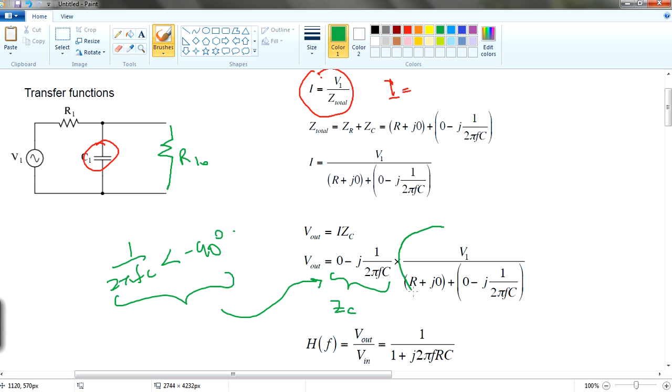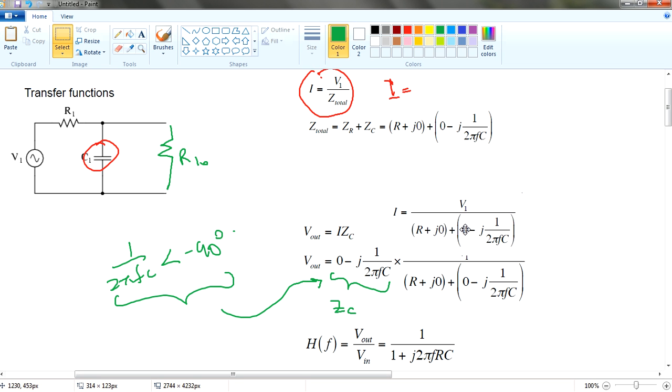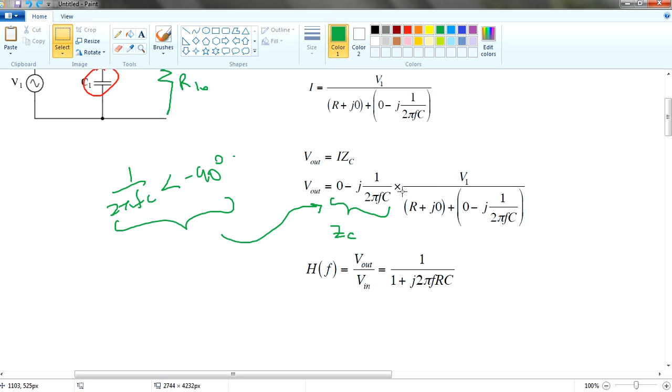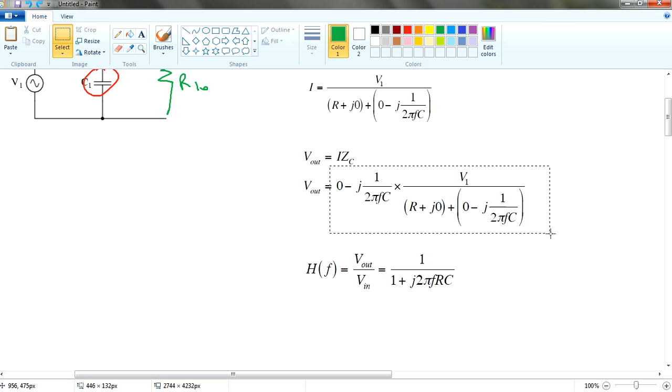And then this one is simply I times ZC, so I is equal to this one. It's exactly the same thing, you see. So I just bring the I downwards over here and then I multiply with the impedance of the capacitor. So you will have this one. After which I'll expand this one, so hold on a while. Let us expand this one.